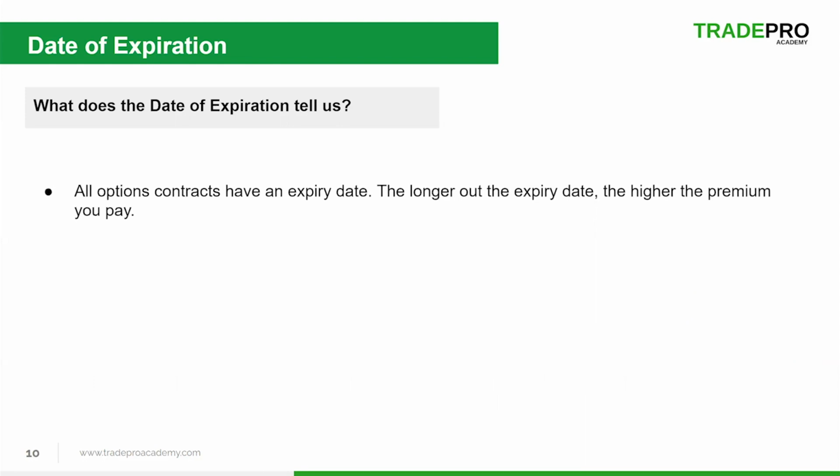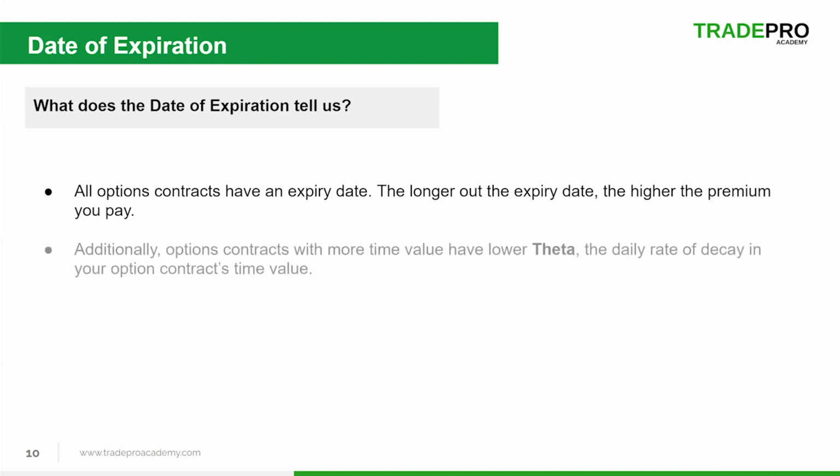So all options contracts have an expiry date. The longer the expiry date, the higher premium you pay. And this is because you are paying for more time for your contract strike price to be hit. Additionally, options contracts with more time value have lower theta, the daily rate of decay in your option contract's time value.